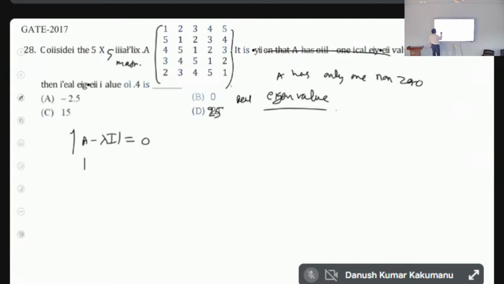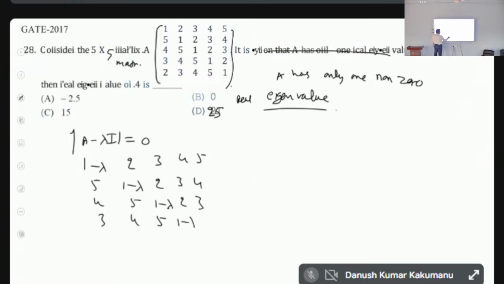Determinant of A minus lambda I: rows 1 minus lambda, 2, 3, 4, 5; 5, 1 minus lambda, 2, 3, 4; 4, 5, 1 minus lambda, 2, 3; 3, 4, 5, 1 minus lambda, 2; 2, 3, 4, 5, 1 minus lambda. Det equal to 0. If they ask something like this, sometimes it is 2 marks. Now here we have to take the operation.